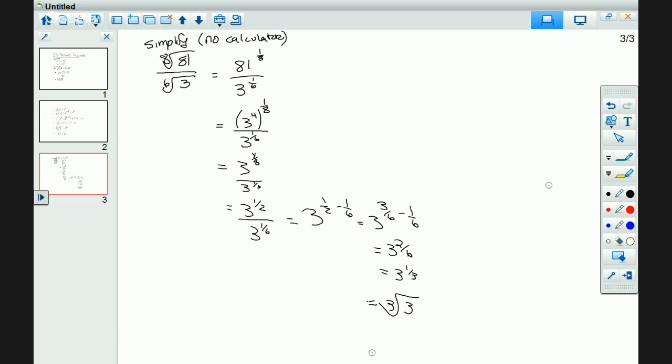You know all the steps. You just gotta put them all together.